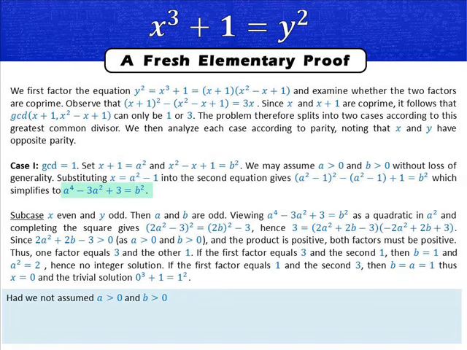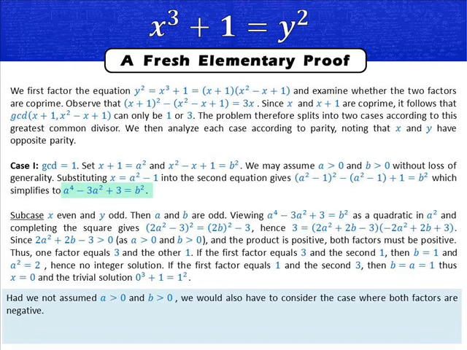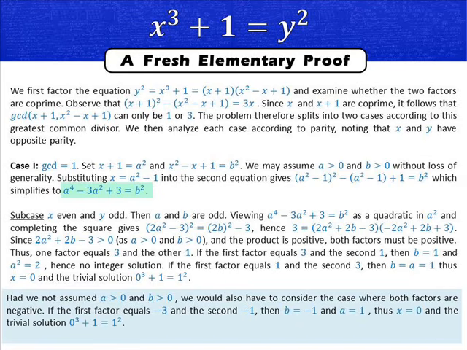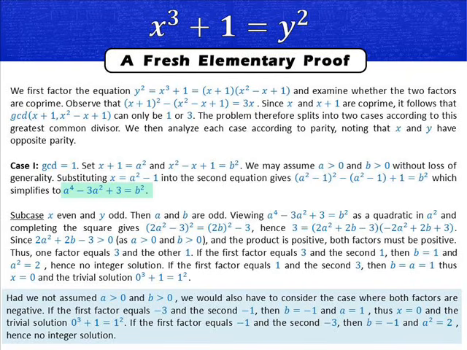Had we not assumed a and b bigger than 0, we would also have to consider the case where both factors are negative. If the first factor equals minus 3 and the second minus 1, then b equals minus 1 and a equals 1. Thus, x equals 0 and the trivial solution follows. If the first factor equals minus 1 and the second minus 3, then b equals minus 1 and a squared equals 2. Hence, no integer solution. Thus, the negative cases merely mirror the positive ones already discussed.